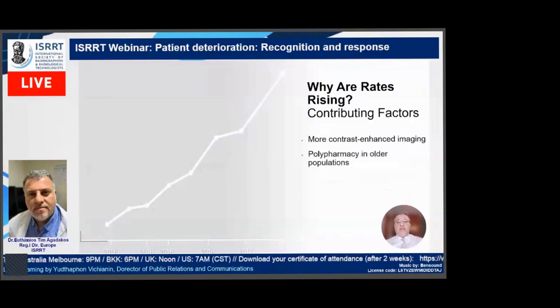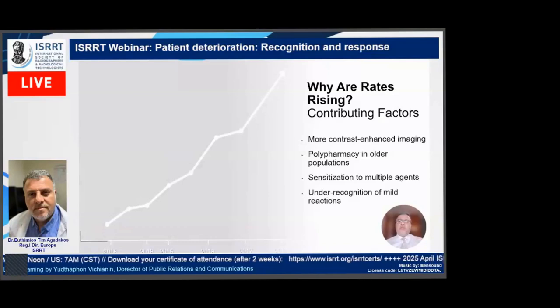Second, older patients are now on more meds, increasing the likelihood of sensitization to multiple agents. Third, mild reactions like itching or flushing are often missed or not reported, preventing flagging for future procedures. And finally, many imaging departments still lack a standardized emergency plan tailored for anaphylaxis, which delays life-saving treatment.